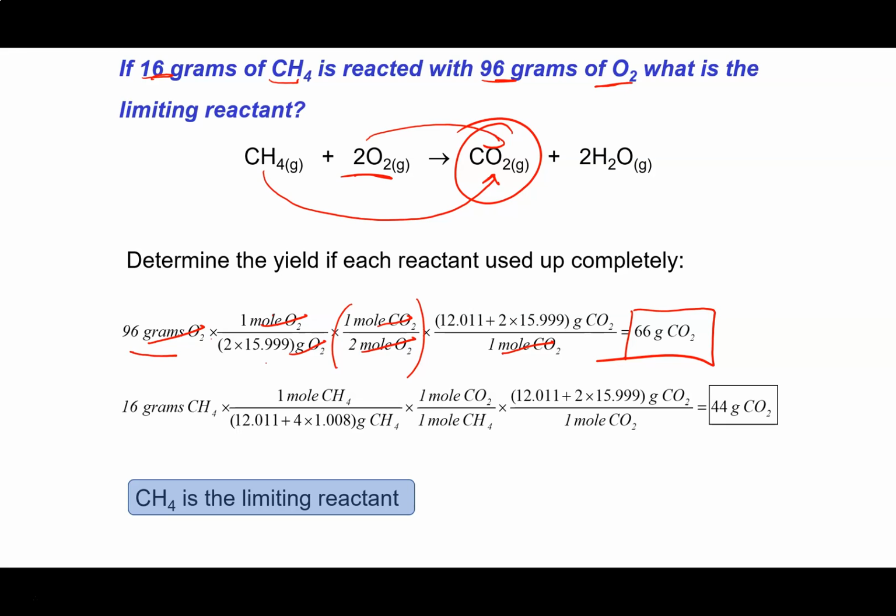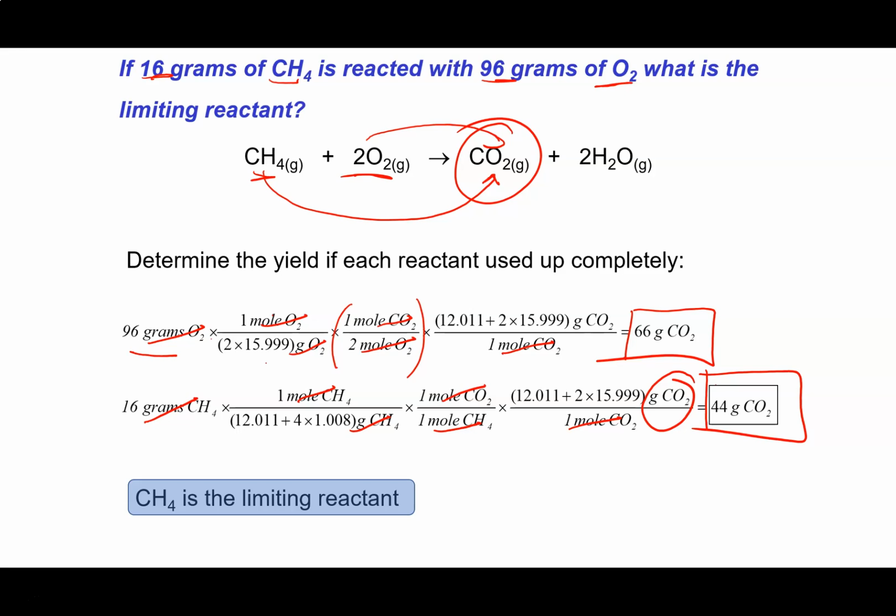I can't decide anything at this point, because I have to do the same calculation but for my 16 grams of methane. So 16 grams of methane times 1 on the molar mass of methane times moles of CO2 over moles of methane, and then finally times my molar mass of CO2. Again, a grams to grams conversion, so you've got to get good at your grams to grams. Cancelling out my units to make sure I'm on the right track, sure enough, I'm left with grams of CO2. And if I use up all of my methane, I only make 44 grams of CO2.